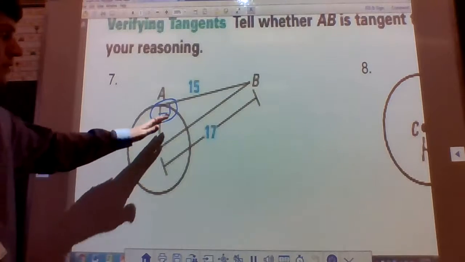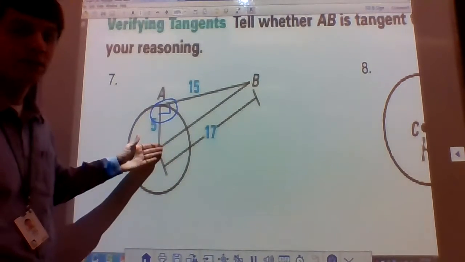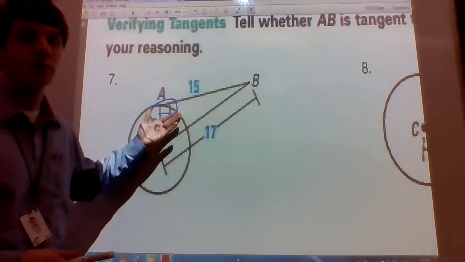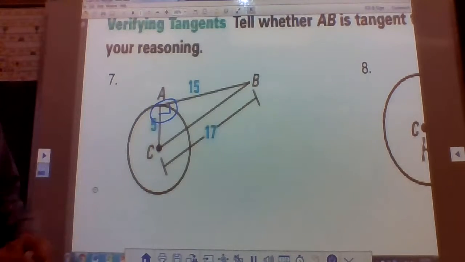Because in order to show that it's a tangent line, we know by the first theorem that it's going to be perpendicular with the radius. So if it's perpendicular with the radius, it's going to form a right angle with the radius. Angle CAB is going to be a right angle. So if it's a right angle, that means you have a right triangle. If you have a right triangle, a squared plus b squared is going to equal c squared.